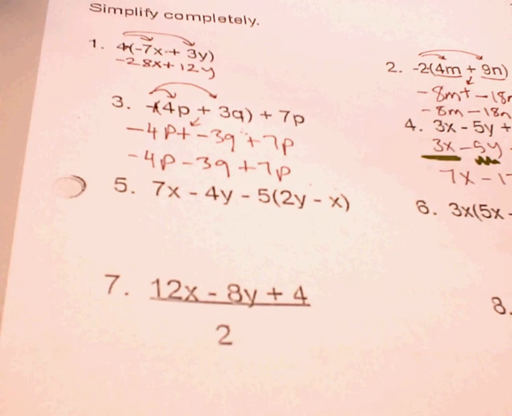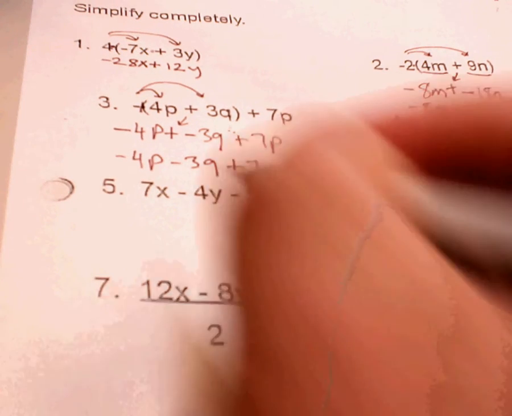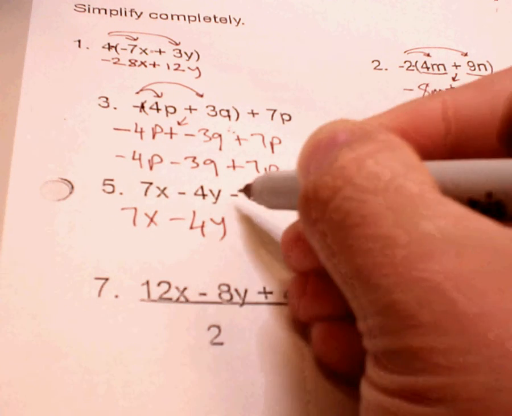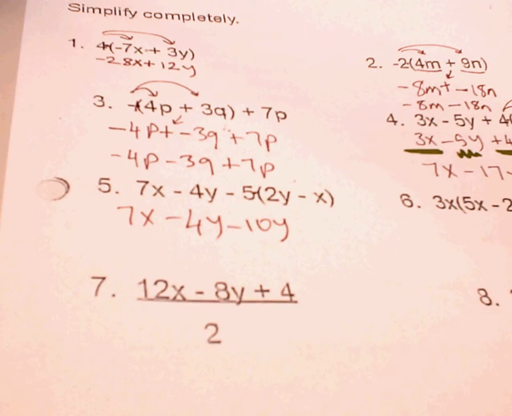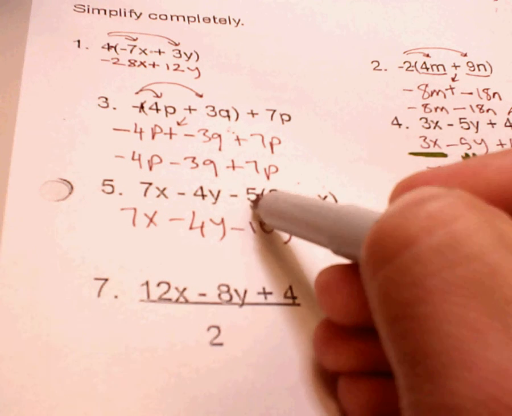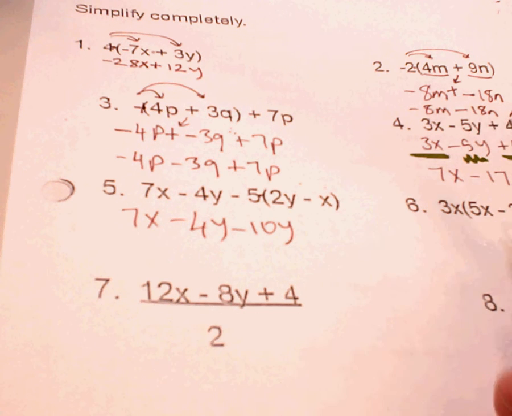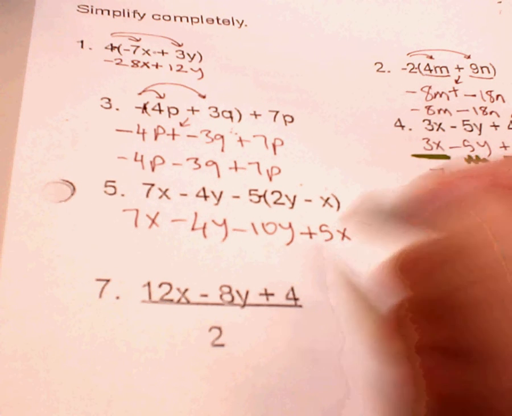Here's our next example. Now, on this one we have to distribute a negative 5. I will copy the other expression, other terms same. Negative 5 times positive 2y is negative 10y. Adding a negative is subtraction, so there's my subtraction sign. Our negative term automatically turns into a subtraction sign. Negative 5 times negative x, negative times negative is positive, so here's my positive 5x. Adding a positive is addition.